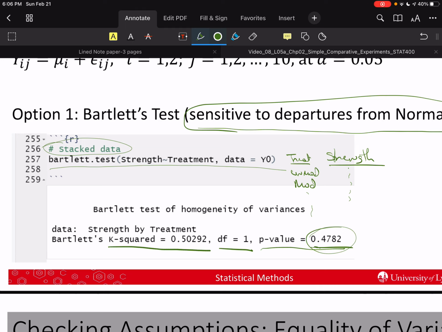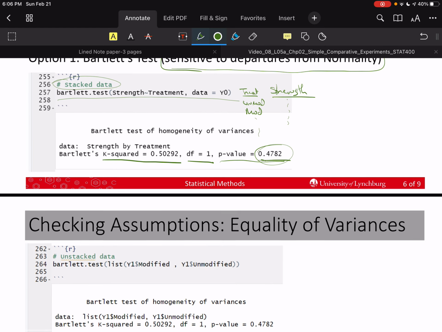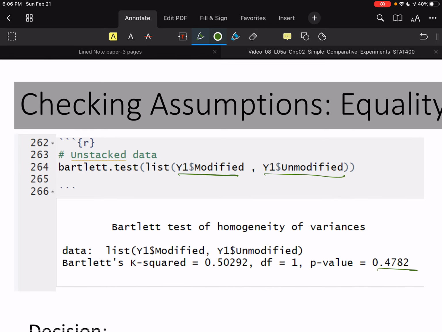I would like to run them with both the assumption of equal and the assumption of not equal, and make sure that I get the same result in this case. So that's a personal preference there. And here is the code if it's unstacked. In other words, if we have modified in one column and unmodified in another column, the strength variables. This is how you would do that. And of course, you get the exact same results either way, so that's good.